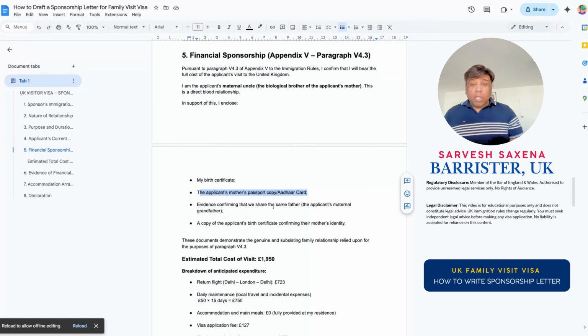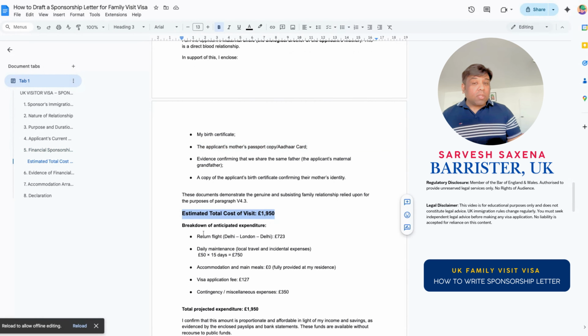Now you need to also show the total cost of the trip. The return flight will cost 723. I will pay for the maintenance, which is £50 per day times 15, 750. Accommodation and main meals are fully provided at my residence. That's why I put zero. The visa application fee is £127 for 6 months, and contingency is 350. So the total is 119.50. If you just write that the total trip cost is approximately X and you do not give a breakdown, again, this will not go in your favor. So it's really important that you break it down and put it in a sequential manner.